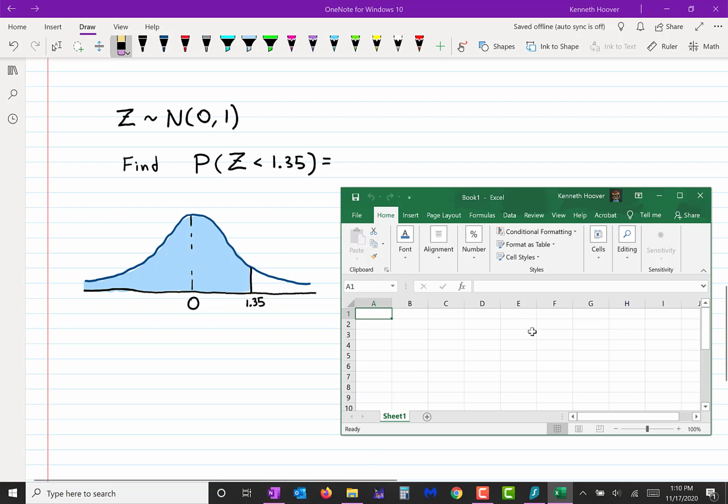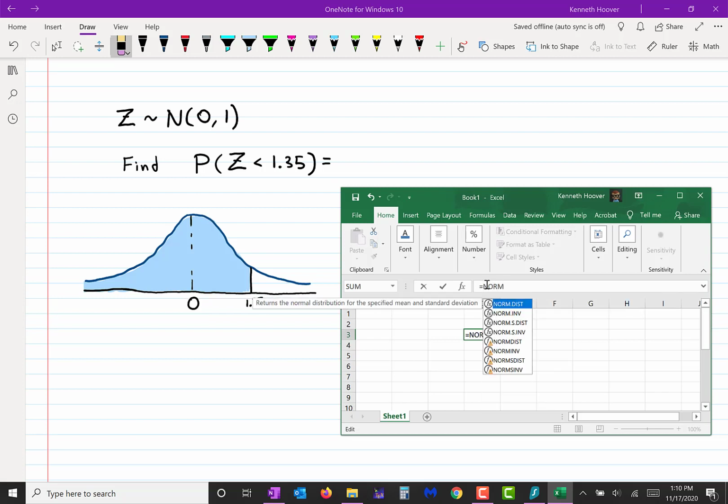Click on any cell you want. I'll just click over here. Okay, and then you type in equals, and then we're going to use all caps here, and you type NORM.S.DIST, open parentheses, and then you type in the value that we were given, which is 1.35, and then comma, and then you type the word TRUE, and then close parentheses, and hit enter.